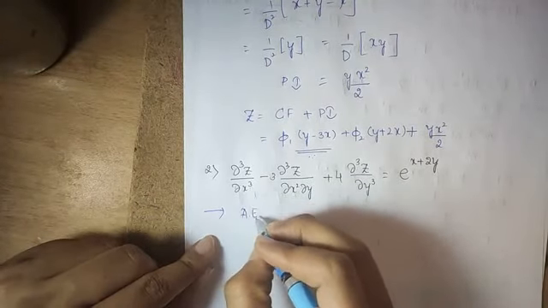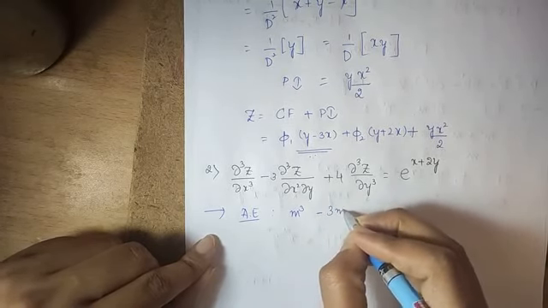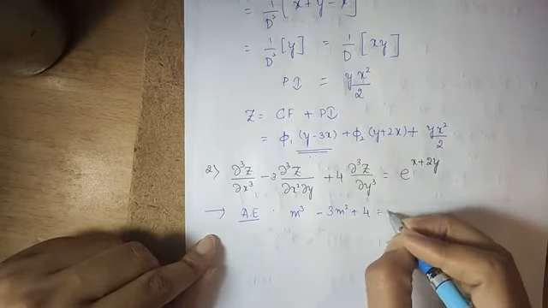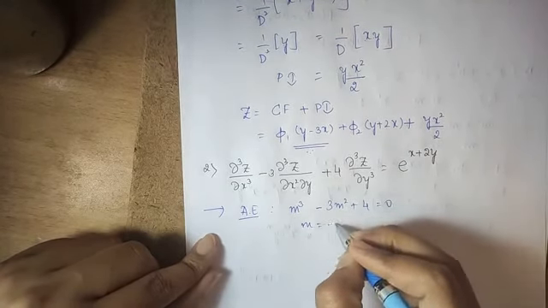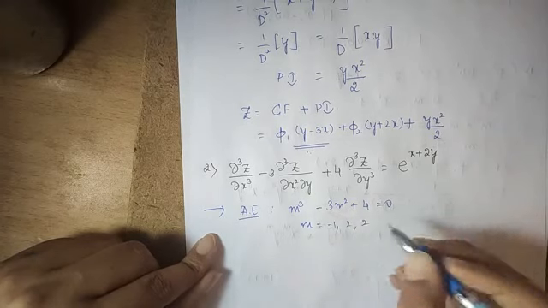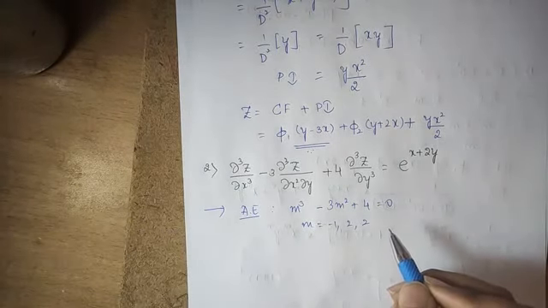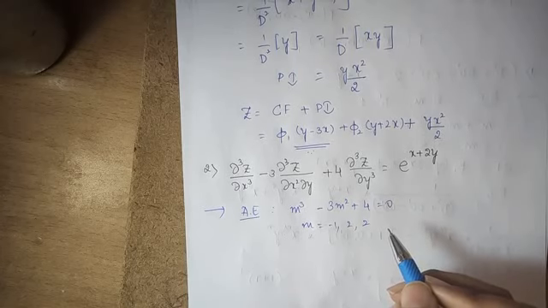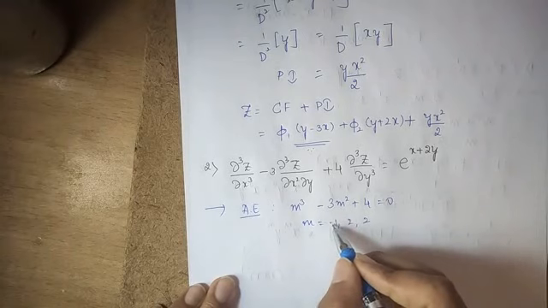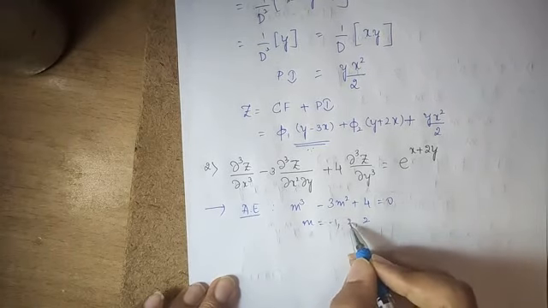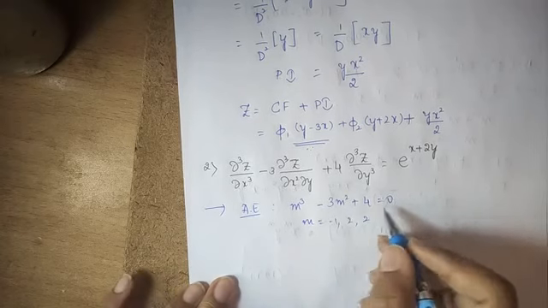Auxiliary equation will be m cube minus 3m square plus 4 is equal to 0. If I solve this, I will get roots as m is equal to minus 1, 2, 2. Since it is a cube, I will get 3 roots. So if I write the complementary function for this, since minus 1 is a distinct root, when I compare with 2, 2, and 2, 2 is repeated roots.